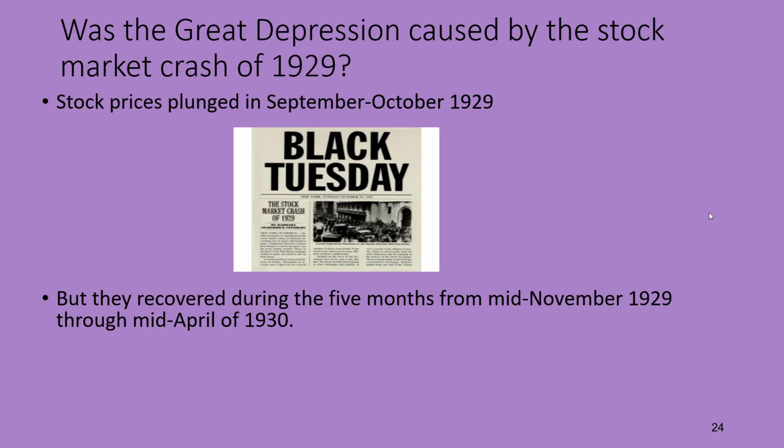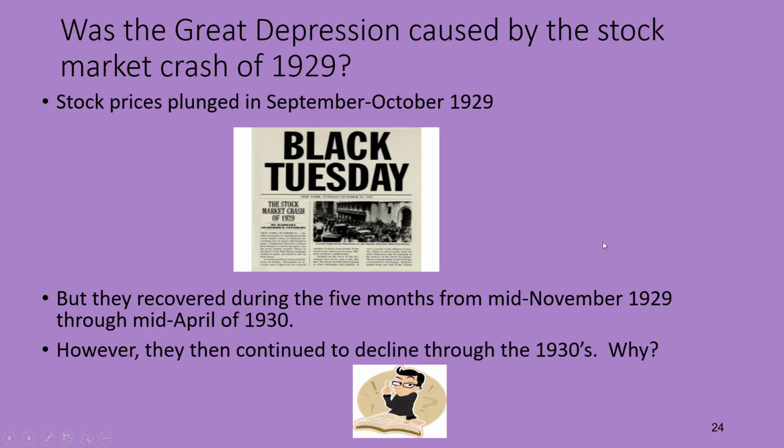Now, what's interesting and what's rarely talked about is that the economy did recover during the five months from mid-November 1929 through mid-April of 1930. So the economy is kind of on its way back, right? But then something happened that usually doesn't happen: it crashed again and continued to stay down through the 1930s all the way up till the mid-1940s.